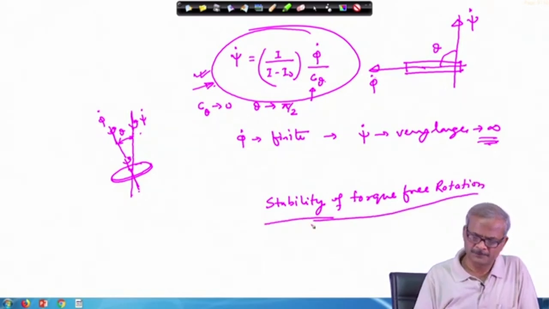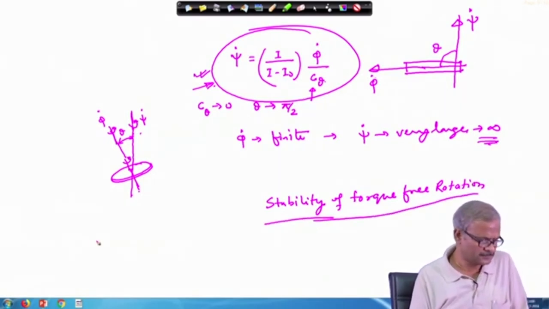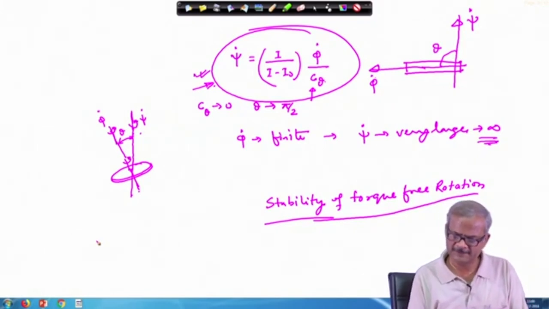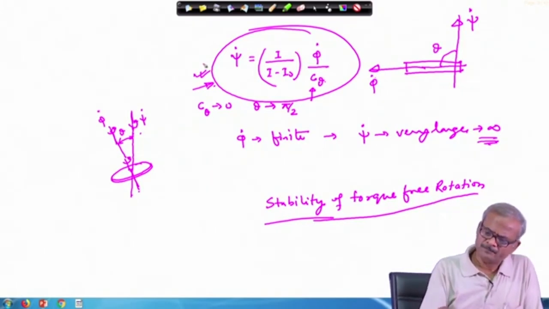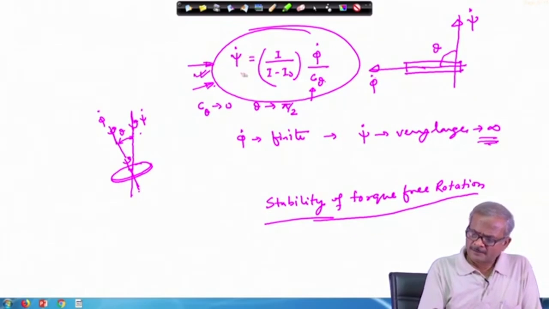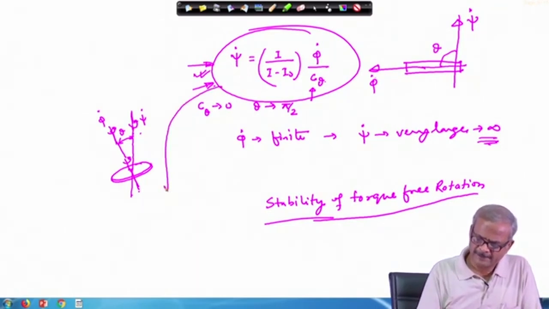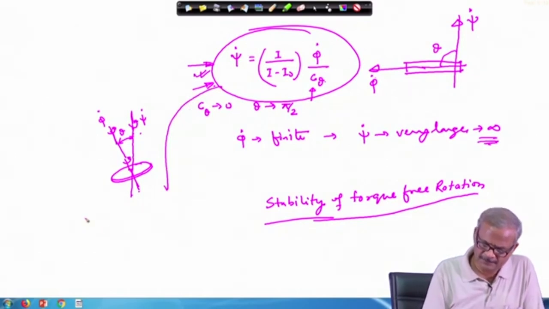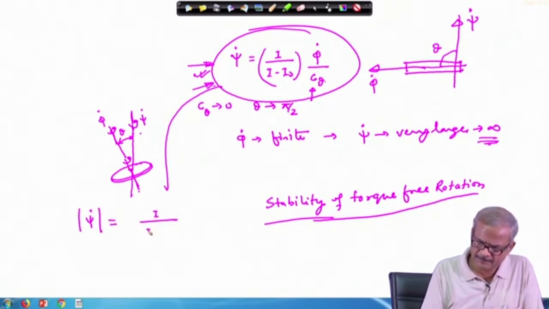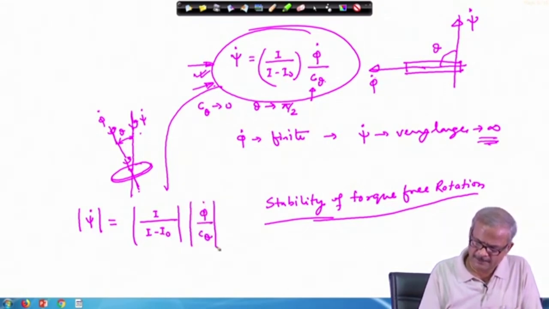Which we will take up maybe in the next lecture. There are a few more things that we can conclude from here before winding up this particular lecture. I will go through this. This psi dot, if we look into the magnitude of this, this will be I by I minus I 0 magnitude times phi dot by c theta magnitude.